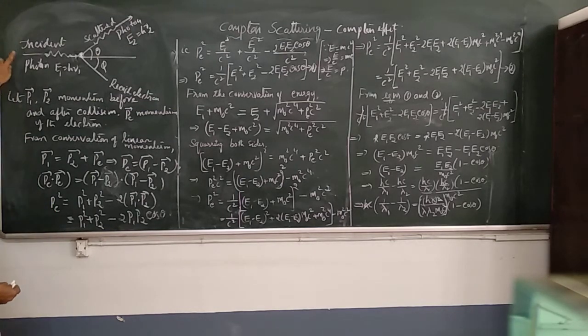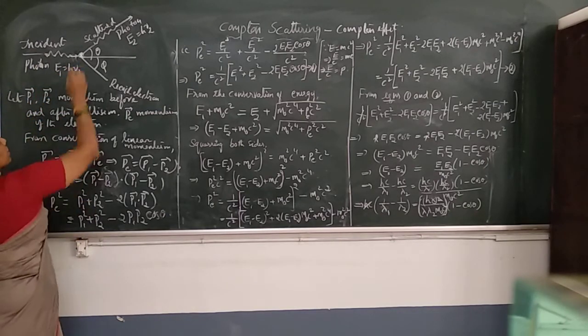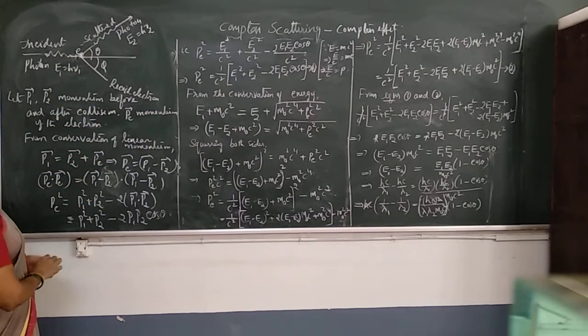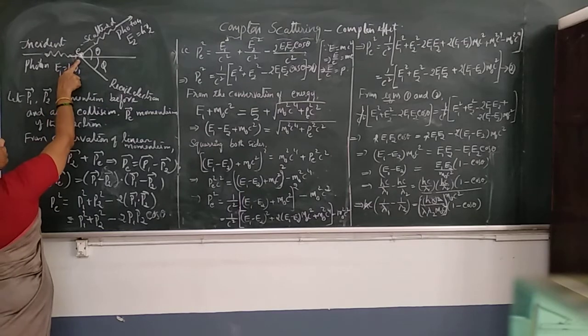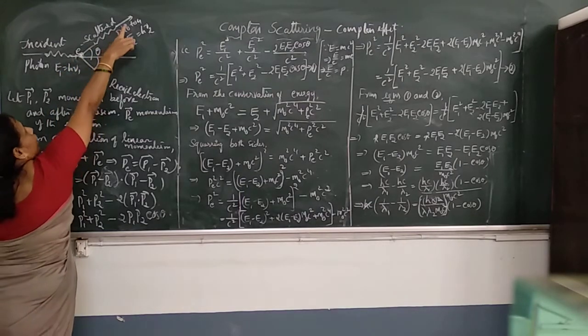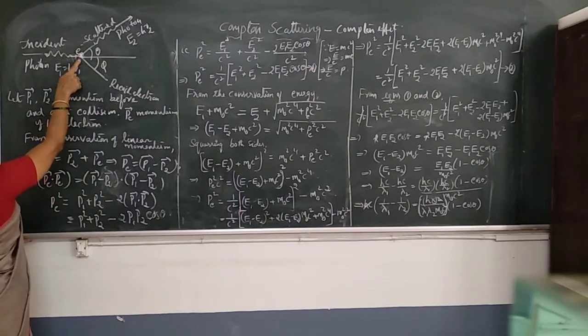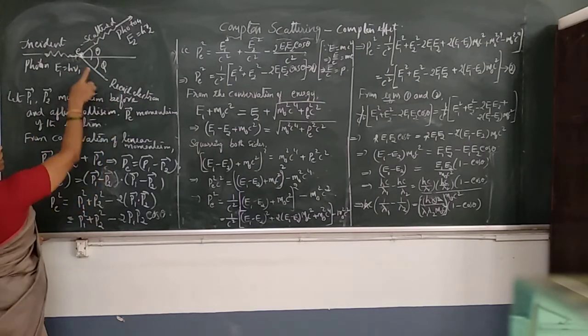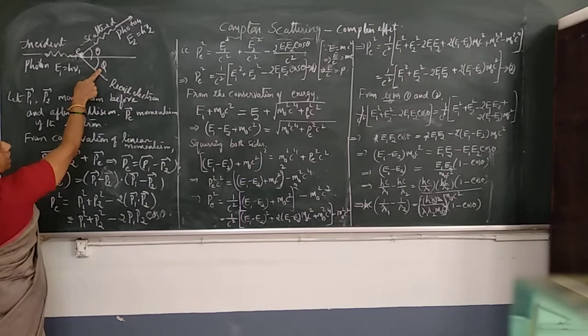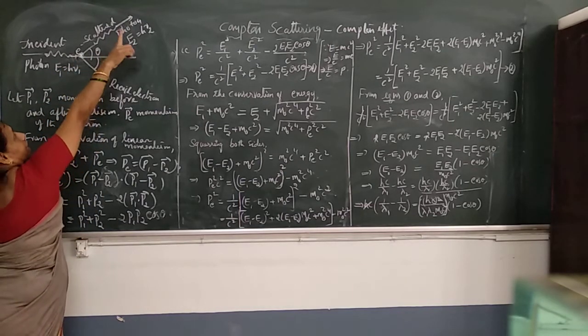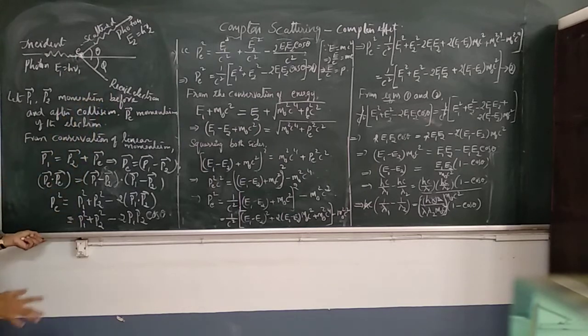Here, the energy of the incident photon is E1 equal to h nu 1, incident on the electron, which is initially at rest. After collision, the gamma ray gets scattered along this direction, making an angle theta with the incident direction, and the electron gains kinetic energy and recoils in this direction with an angle phi. So during the process, the X-ray gets scattered and the electron gets recoiled.